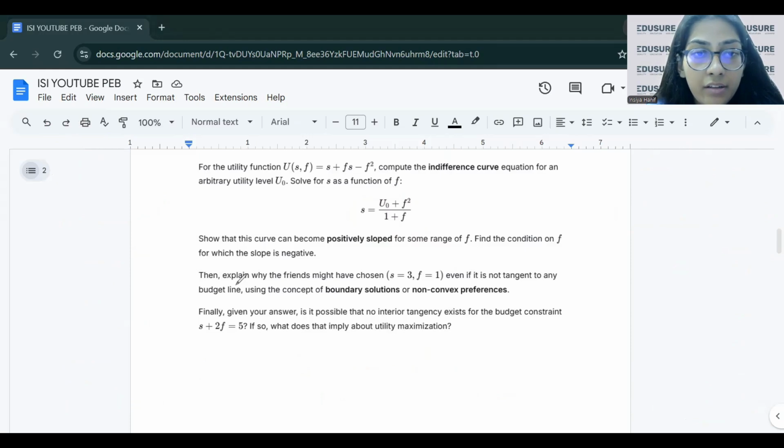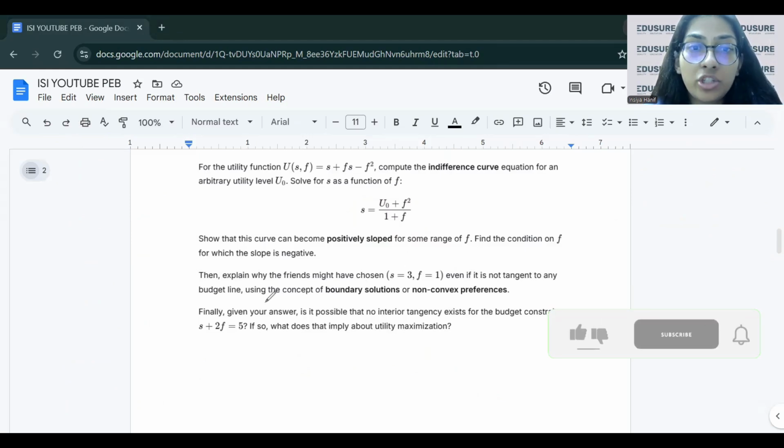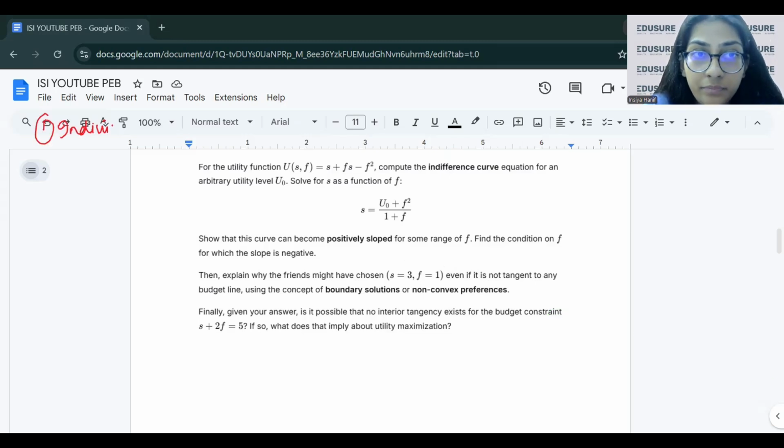Now we have to explain, then explain why the friends might have chosen this even if it is not tangent to any budget line using the concept of boundary solutions or non-convex preferences. So we have to come up with reasons why they chose this and not any other bundle. Okay, so one possible reason could be indivisibility, right? It is not explicitly written here that it has to be discrete, right?